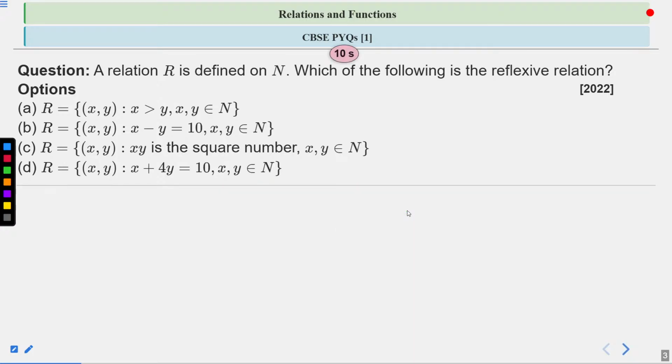You have 10 seconds to solve or think about this question. After that, we will discuss the solution part. Yes, some students are commenting. Okay, very good. Option C will be right. Let's discuss the solution.